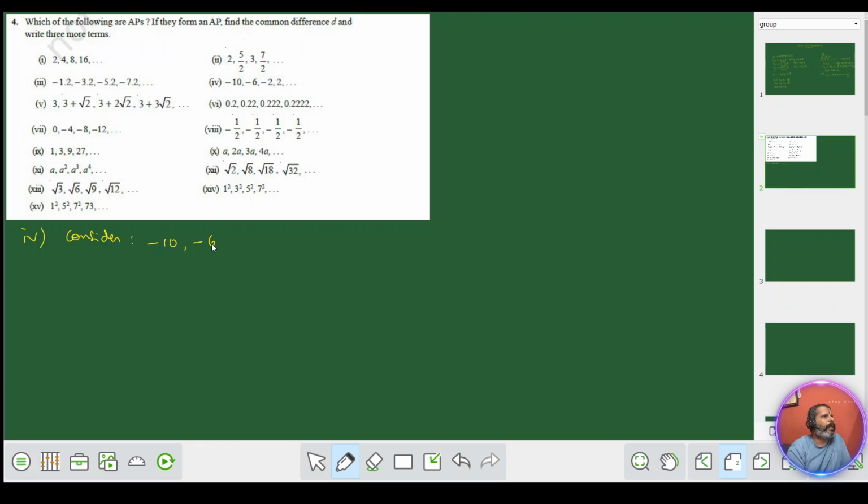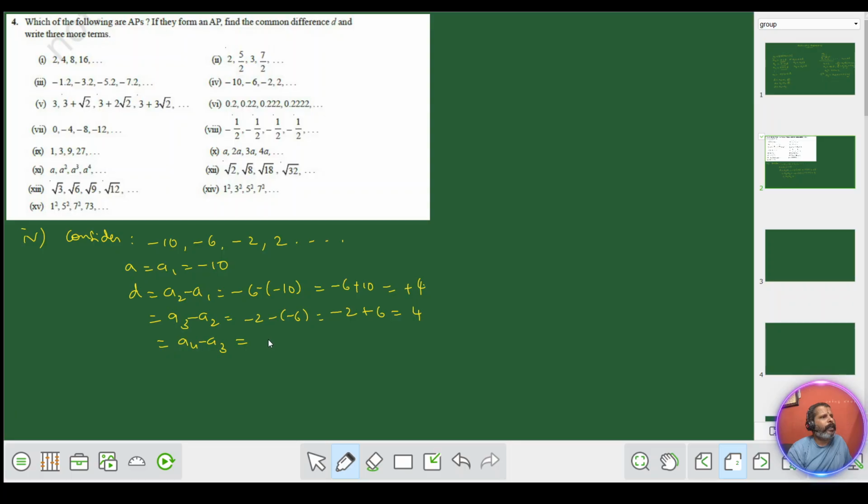Consider minus 10, minus 6, minus 2, 2. Okay, so here A1 is minus 10. D is A2 minus A1, minus 6 minus of minus 10, minus 6 plus 10, that means plus 4. A3 minus A2 is minus 2 minus of minus 6, minus 2 plus 6, 4 only. A4 minus A3 is 2 minus of minus 2.